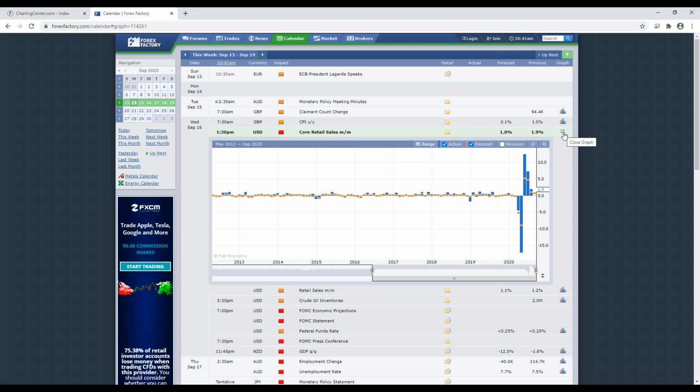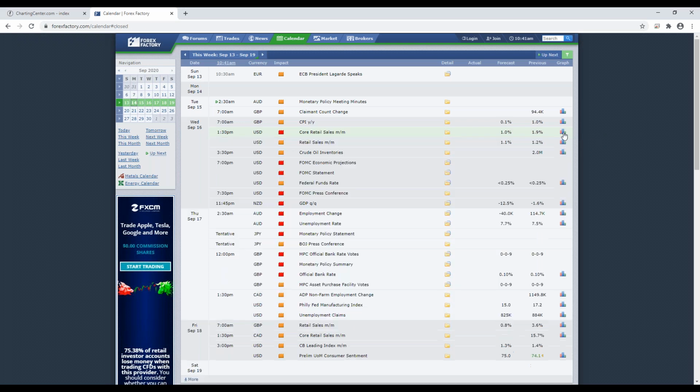But remember, if we don't hit the expectation that the market has of 1% on Wednesday for retail sales, then the markets will react negatively. You'll see the dollar fall and you'll see the stocks fall, possibly.